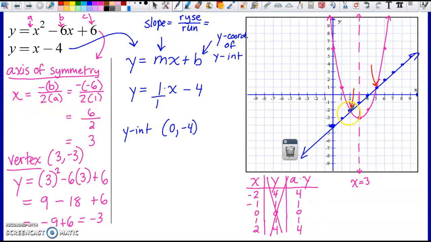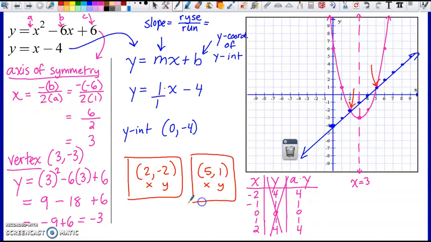Well, what is the ordered pair? (2, -2) would be the first solution. It's the x and y that would make both equations true at the same time. This other one would be (5, 1). Those are the two solutions that make this system true.